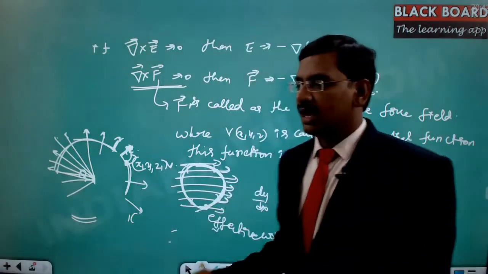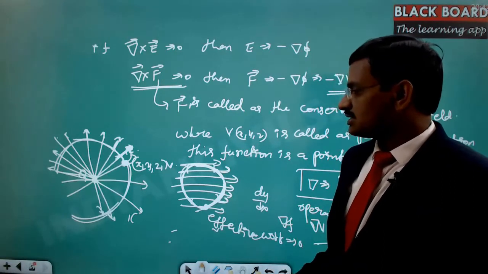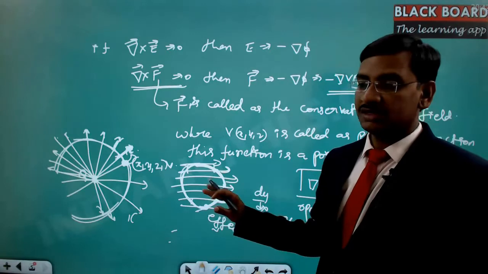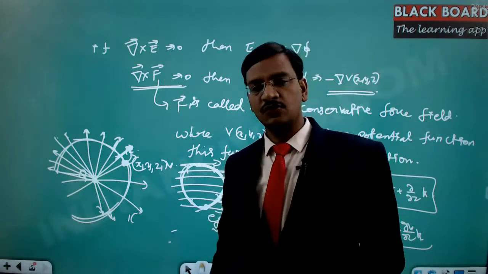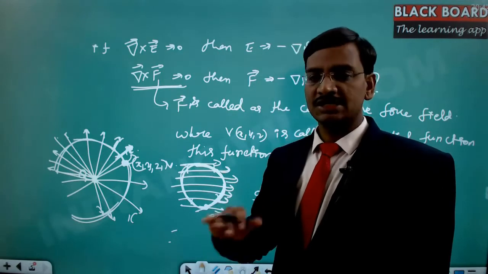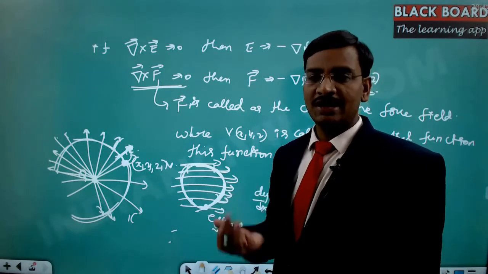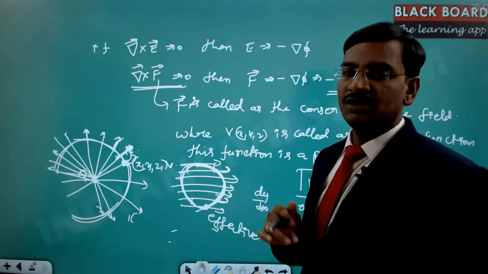Yes, the effective work is zero in this particular case. Hence, this is called a conservative force field. I hope you got an idea what a conservative force field is. So this electric field is a conservative force field. Gravitational field is a conservative force field. Even the fluid field, in most cases, if del cross F equals zero, there we see that it is a conservative force field.